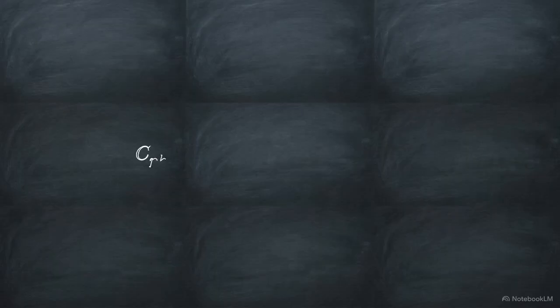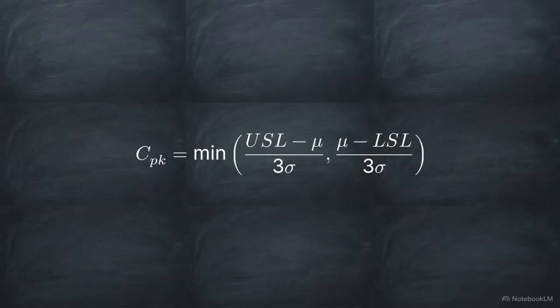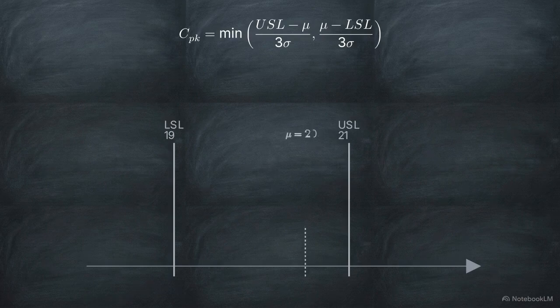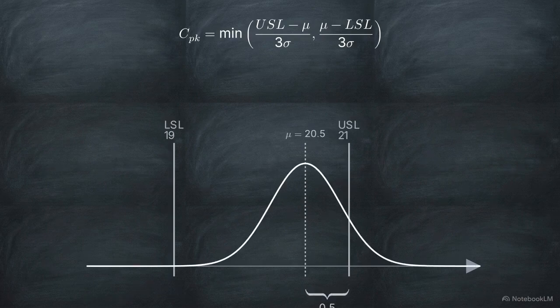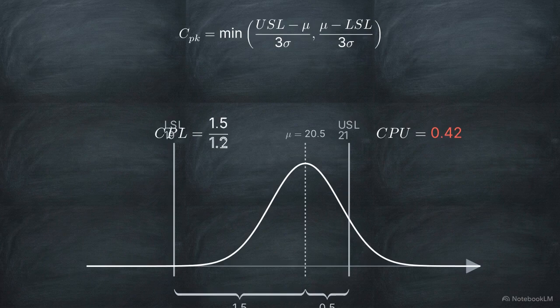The formula for Cpk evaluates the distance from the actual operating mean to each limit individually, dividing by 3 sigma, and then automatically selects the worst-case scenario. Consider a bolt manufacturing line with specification limits of 19 millimeters and 21 millimeters. The machine operates with a tight standard deviation of 0.4, but its actual operating mean is severely off-center at 20.5 millimeters. We first calculate the distance to the upper limit.